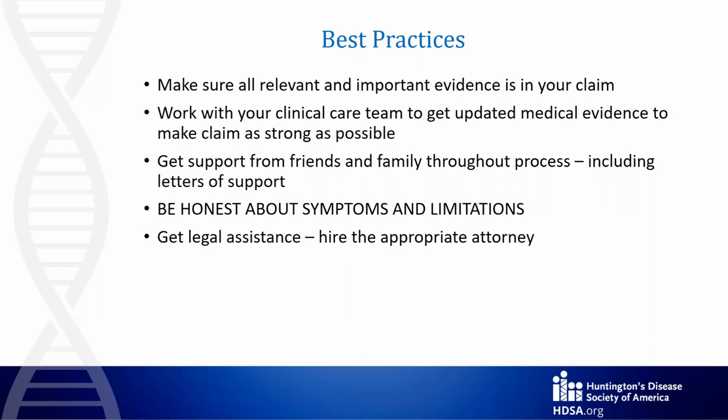But when you start this process, as you're going through the appeals process, you want to make sure all the relevant and important evidence is in your claim. That includes medical evidence, letters of support from friends and family, your work history, specific details about why you can't work anymore, all of it. You want to work with your clinical care team to get updated medical evidence to make the claim as strong as possible. I can't believe I didn't say this at any point in my presentation, but you need to be going to the doctor regularly and continuing to get care throughout this entire process.